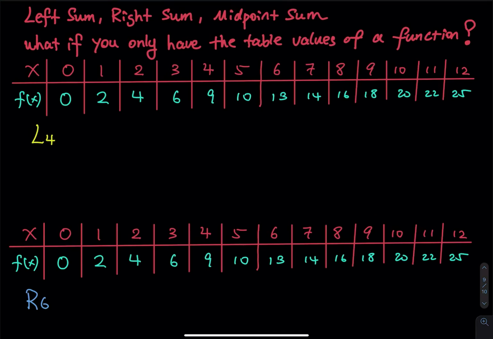When you use the midpoint sum, the right sum, the left sum to approximate the area under a curve, usually you get a function, right? So if you want to get the height of the rectangle, you have to plug in a value to the function to get the height. What if you don't have the function?